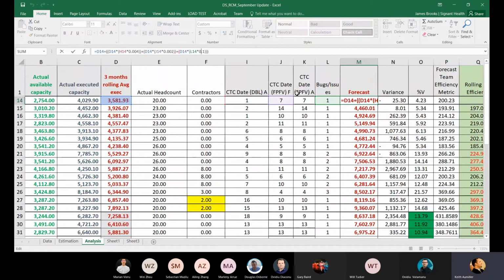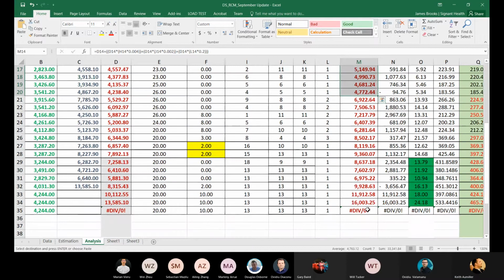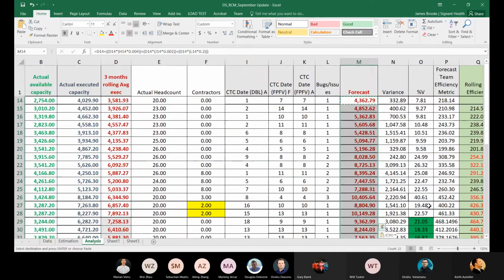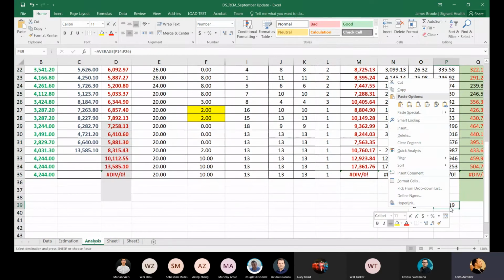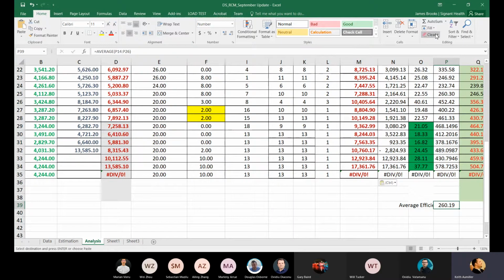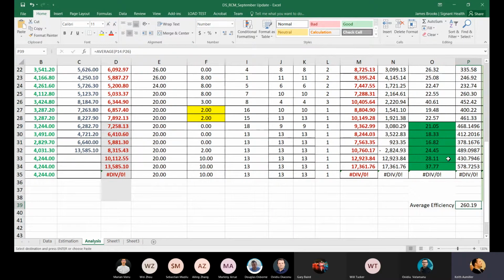Let's say I think bugs and issues should be a bigger component for determining how many people I need. Let's make it 0.2. I think it's at least twice as important as I have it right now. So I make it 0.2 there, and I copy it to all my other cells. What's my average variance now? Oh my God, I destroyed it. That model's crap.